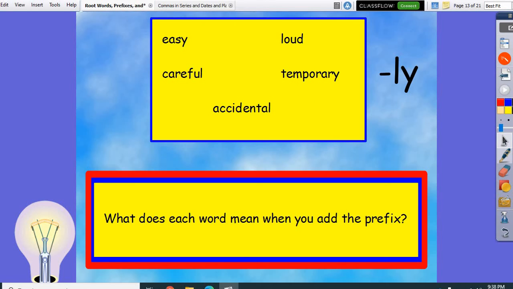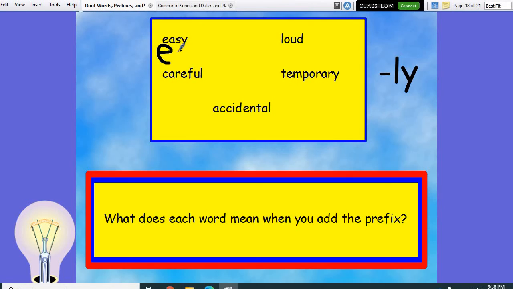Just before you do the page, let's make sure you know what each of these words means. I'm going to have to rewrite easily, because remember I told you when you write easily you have to put an I instead of the Y. There we go. So that's how you spell easily. Loudly, you're just going to stick an LY on it. Same thing for carefully, and same thing for accidentally. But temporarily, you have to change this Y to an I.